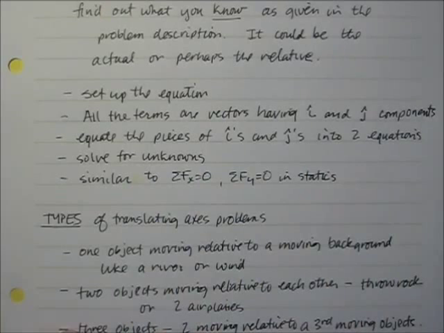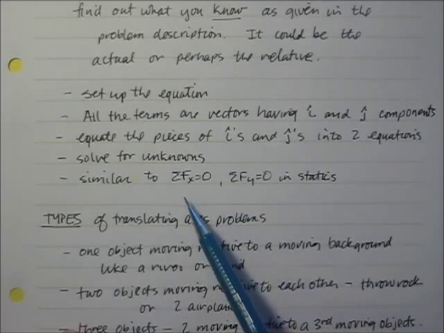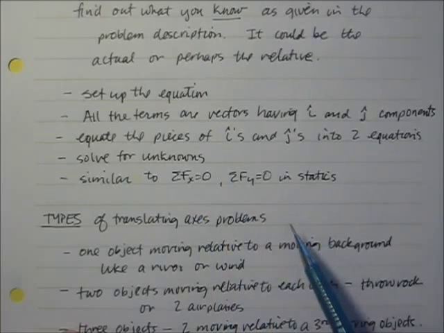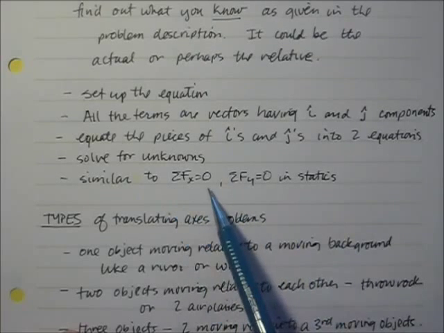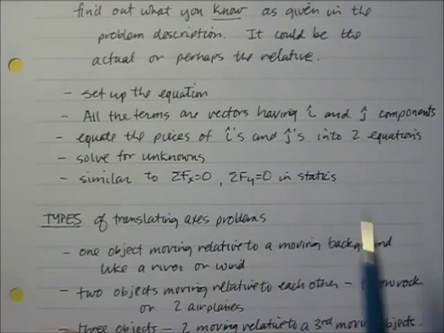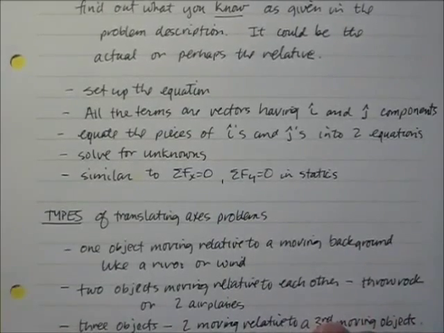And we're going to do a couple of examples here. This is very similar to statics, where we had the sum of the forces equal 0, but some of the forces may include i's and j's, and you separate out the forces such that the sum of the forces in the x equals 0 and the sum of the forces in the y equals 0, and you set up two equations. We're going to do exactly the same thing with velocities.